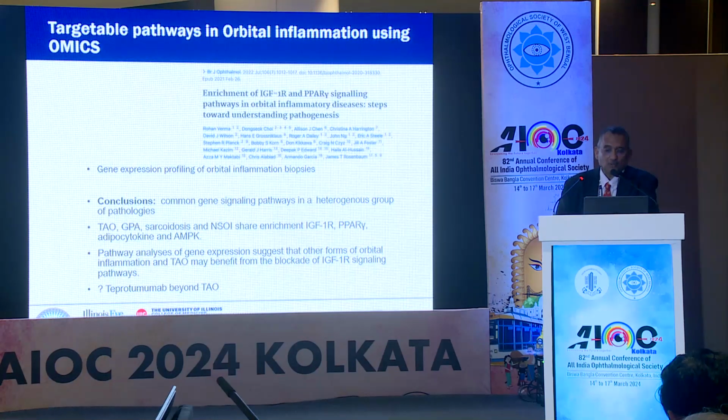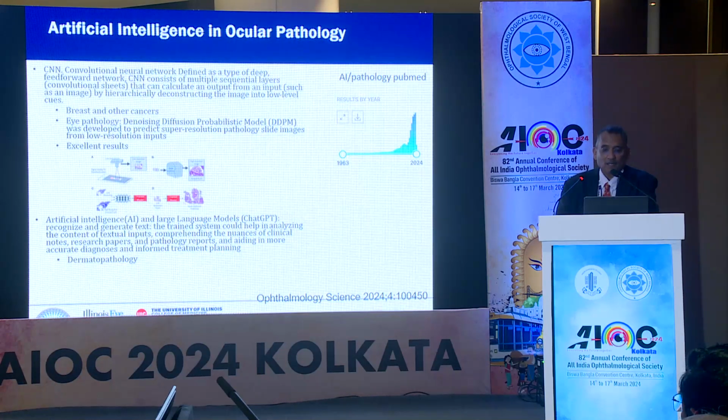Now, we've also used this omics type approach with a group of collaborators from around the world. Jim Rosenbaum was the main person looking at this, looking at orbital inflammation. And the point that came out of the study was that you have common gene signaling pathways in a group of heterogeneous diseases. And the point is that you have drugs available on the market now which can treat these diseases. So this is a drug approved for thyroid eye disease, but this can probably be used for other diseases other than thyroid eye disease.